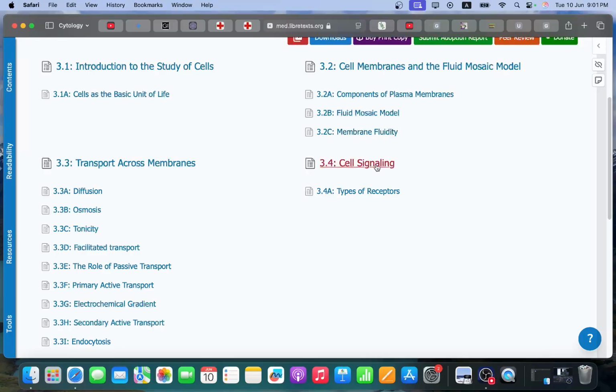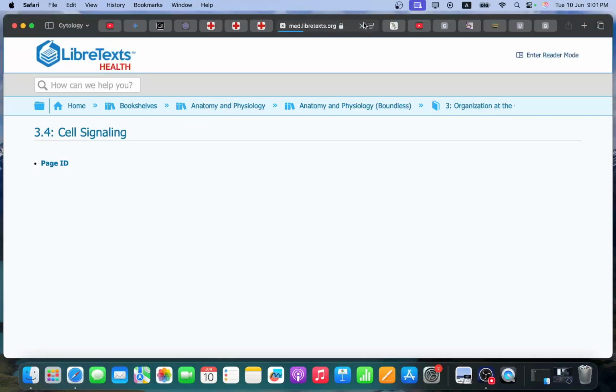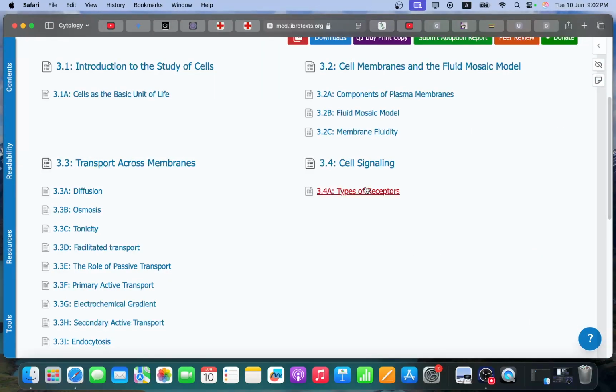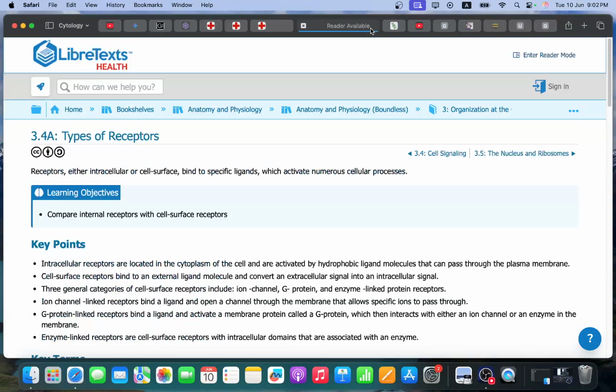Cell signaling, let's go. Wow, there's nothing here. Great. Types of receptors, let's see.